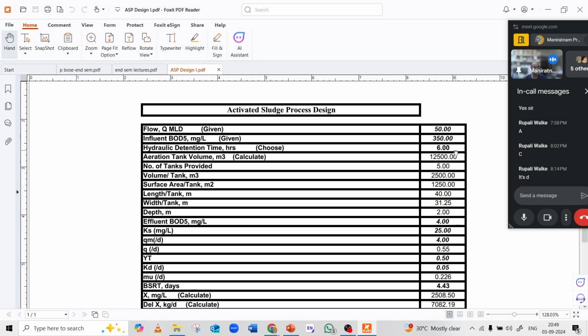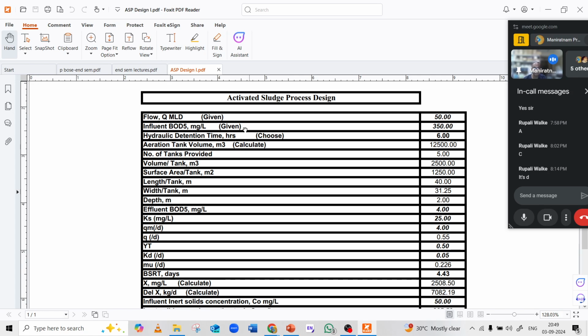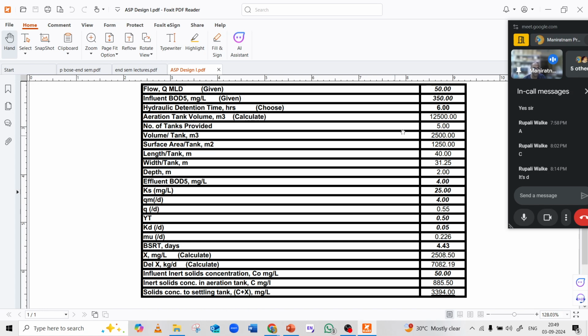Hydraulic retention time we can just define for how much we want to treat. So depending upon that, we can find the volume of the aeration tank. Depending upon the budget and all these things, we can find how many tanks we can provide. Once we know the number of tanks, then we can define volume, then we can define surface area and all these things. Okay now. So these things are all reverse engineered, that is one thing.